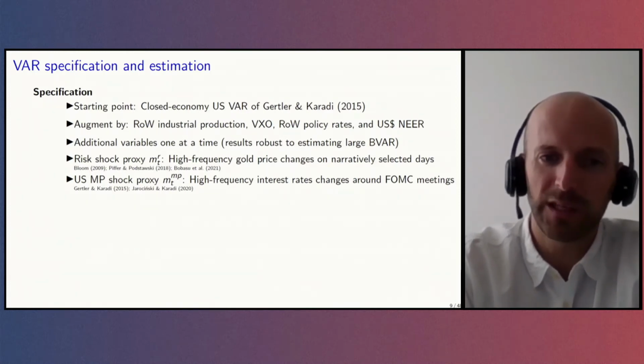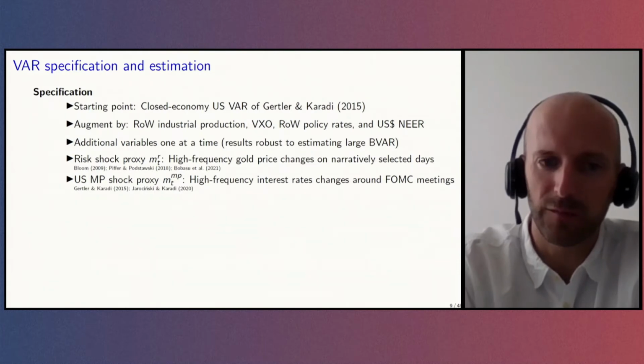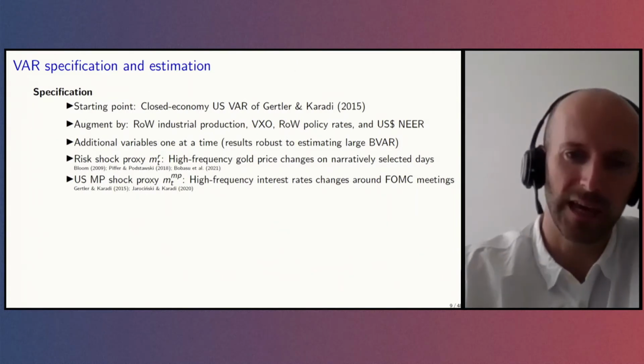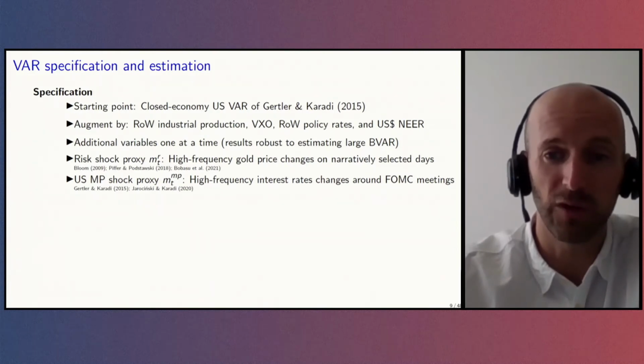Just one little remark here. We follow Jarociński and Karadi from the AEJ Macro paper, and we separate pure monetary policy shocks from central bank information effects, exploiting the correlation between stock market surprises and interest rate futures surprises around these FOMC meetings.